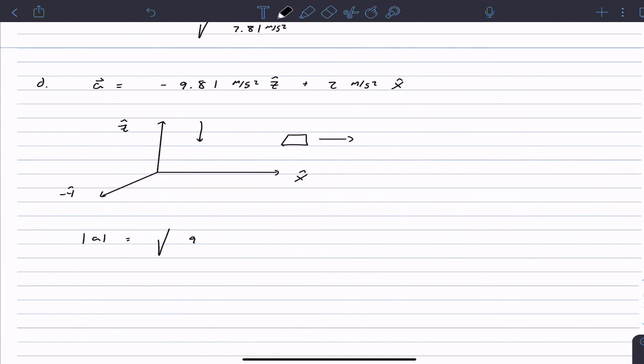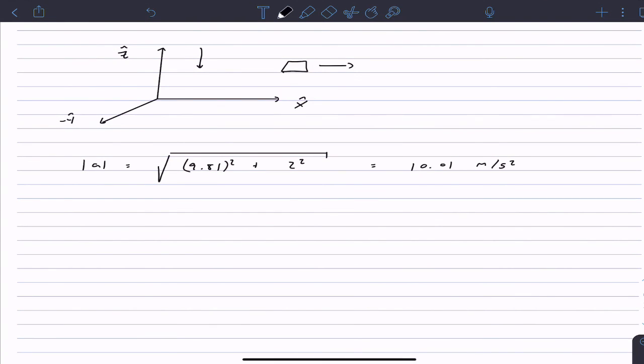So that gives us the square root of 9.81 squared plus 2 squared, which is a value of 10.01 meters per second squared. And then we plug that in. 2 pi square root of 1.5 meters over 10.01 meters per second squared. That gives us a value of 2.43 seconds. And that's your answer. All right, thanks.